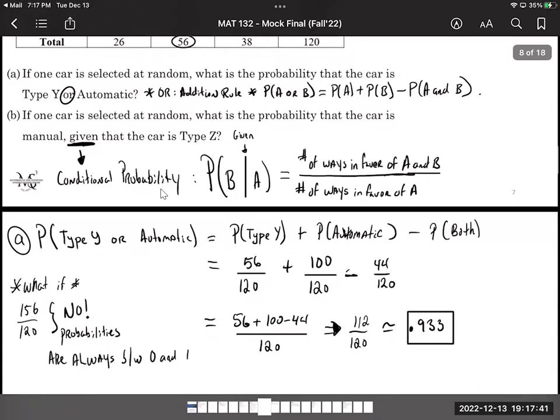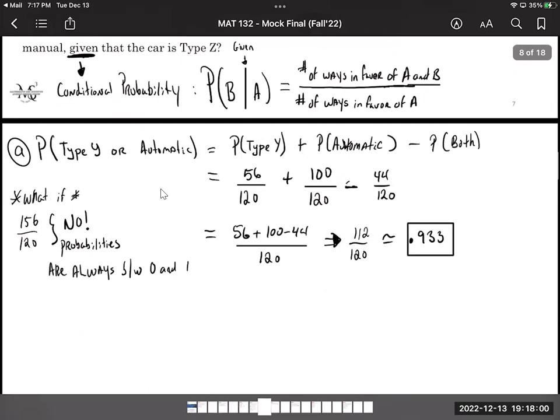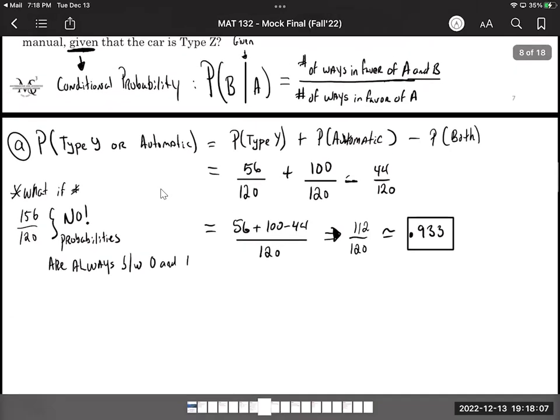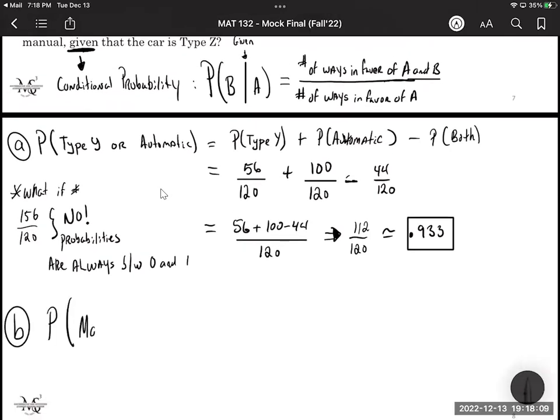Looking at the way that part B is written, you can define what B and A are. B always comes before the word given. It's always the second event. So that second event is the word manual. The first event is the word type Z. So to set up part B, you get the probability using the notation: probability that the car is manual, given that the car is type Z.